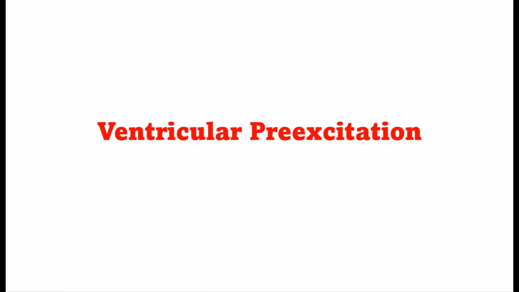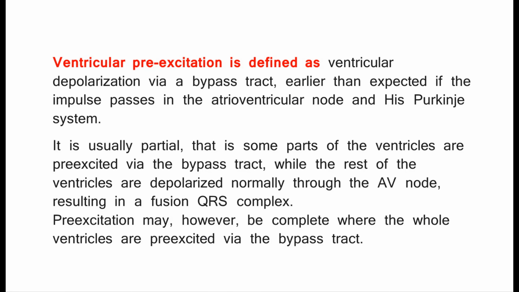Ventricular preexcitation. Ventricular preexcitation is defined as ventricular depolarization via a bypass tract, earlier than expected if the impulse passes in the atrioventricular node and His Purkinje system. It is usually partial, that is, some parts of the ventricles are preexcited via the bypass tract, while the rest of the ventricles are depolarized normally through the AV node, resulting in a fusion QRS complex. Preexcitation may, however, be complete where the whole ventricles are preexcited via the bypass tract.